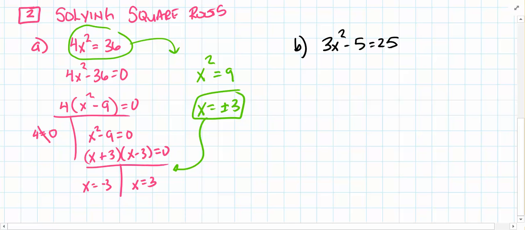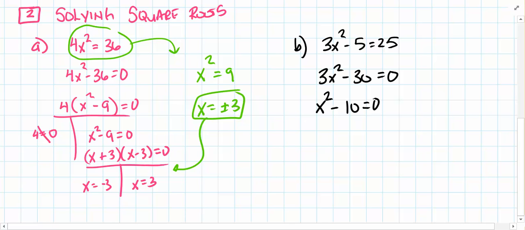Minus 25 on both sides. We could do that. 3x squared, what would that be? Minus 30 equals 0. What can we do now? We could take out a 3. That'll give us x squared minus what? 10 is equal to 0. Now what would we do?